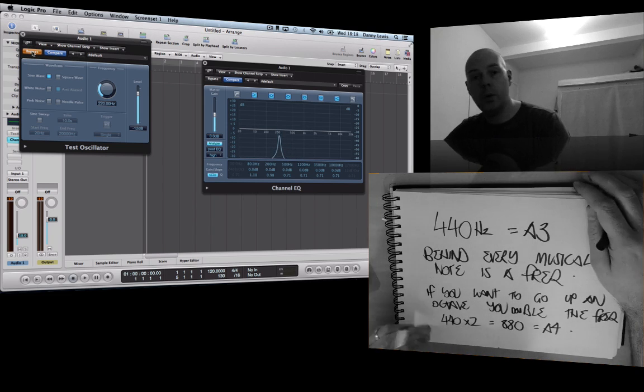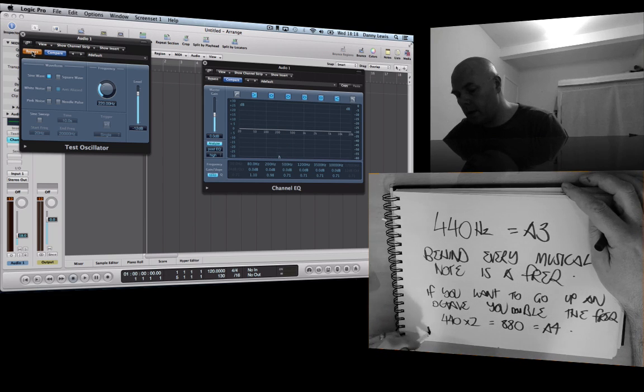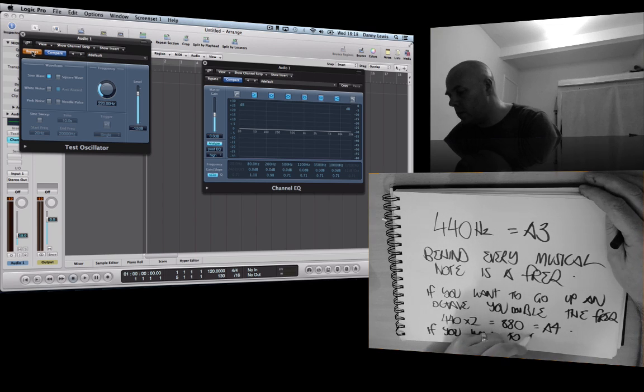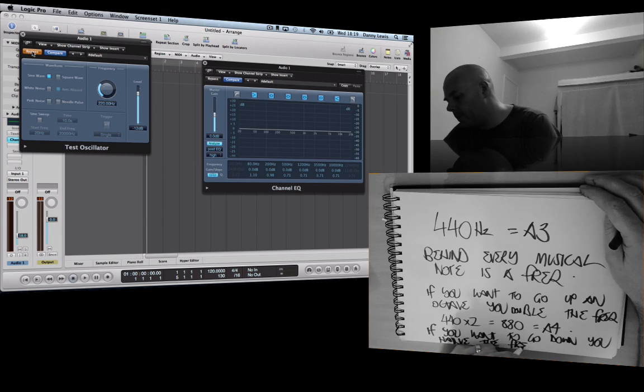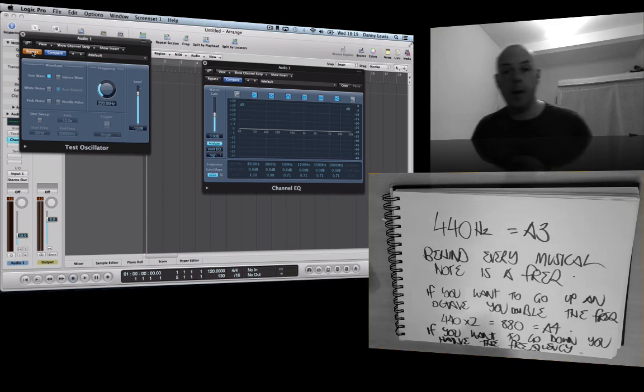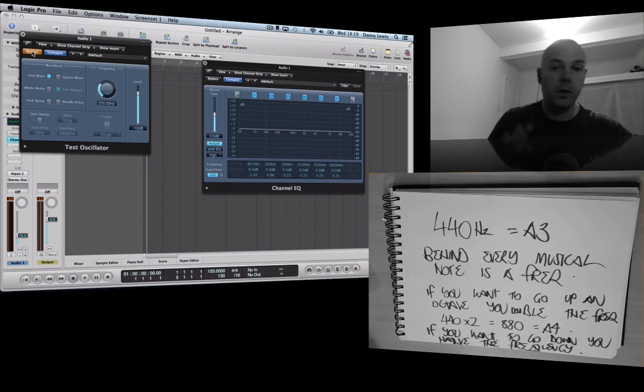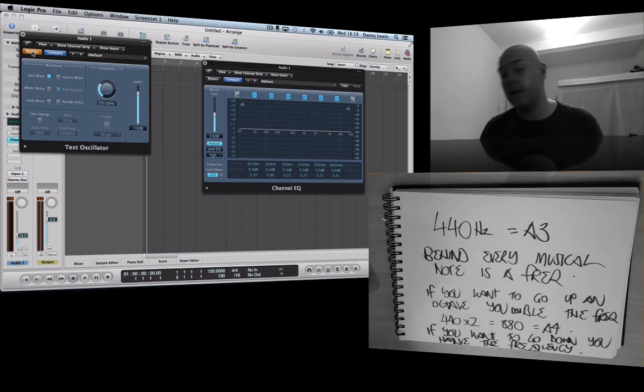So that's the first important lesson. If you want to go down, you halve the frequency. Man, that's messy, but this is how it is. I'm going to try to be neater on the next one. So that's the first lesson. I told you it was little bite-sized chunks, and we're going to look at some other things related to sound.